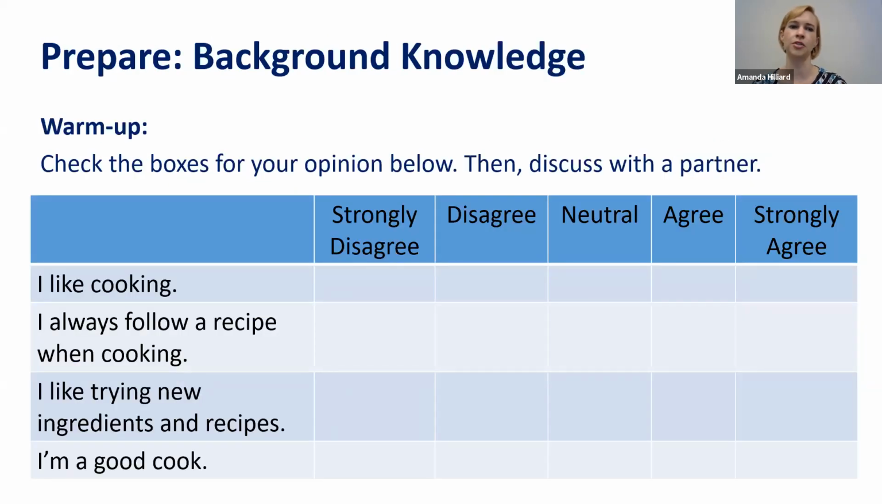And the first thing I want to do is I have a warm-up. So here's an example to activate students' background knowledge about cooking and recipes. I have them say whether they agree or disagree with these statements. Like, I like cooking, I always follow a recipe when cooking, I like trying new ingredients and recipes, or I'm a good cook. Then they discuss with a partner, and we might discuss with the class as well. This just gets them thinking about the topic of cooking and recipes so that it can lead into the next part of the lesson. Let's see the next part.